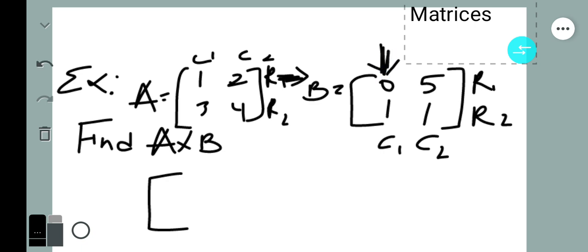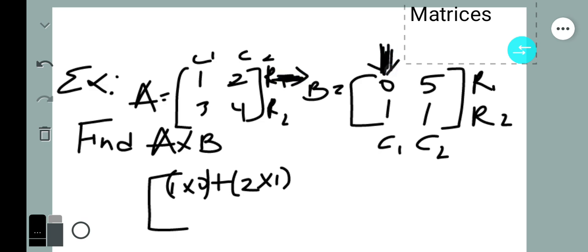Now this is row 1. Can you see this is row 1, with 1 and 2? It's going to multiply column 1 right there, which is 0 and 1. So 1 multiplies 0 and 2 multiplies 1. So 1 times 0, plus 2 times 1. That is the first element in our multiplication. We have used row 1 to multiply column 1.